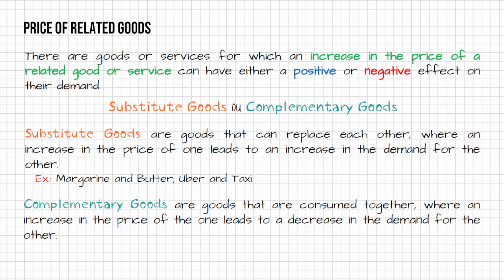Complementary goods are goods that are consumed together, where an increase in the price of one leads to a decrease in the demand for the other. For example, peanut butter and jelly, cars and gasoline.